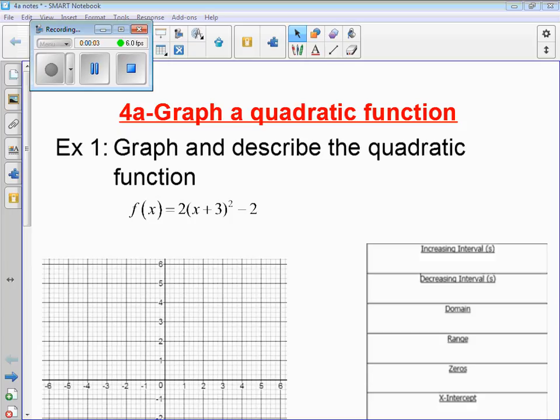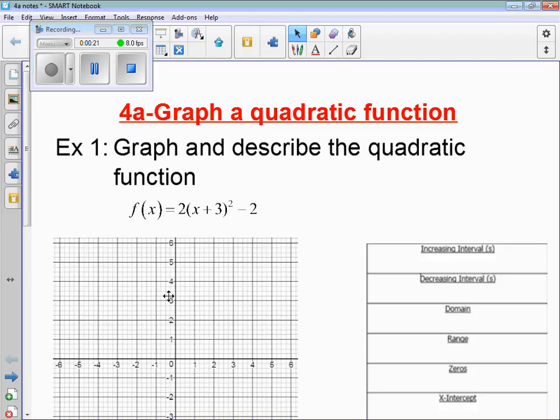4a is going to be very, very similar to 1c. We're going to revisit this throughout the year. It's an important thing to understand graphs and all the different parts of them. So 4a is graphing quadratic functions. I just have a simple quadratic here. So let's get to it.